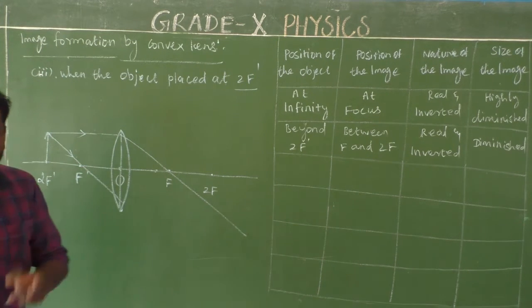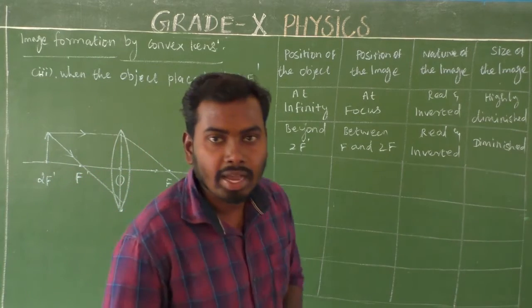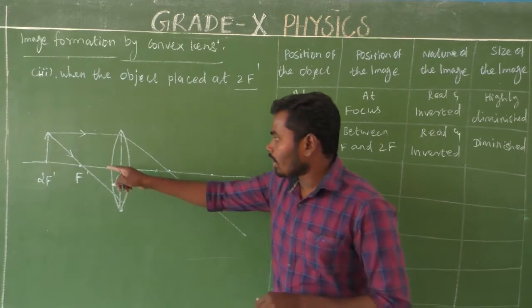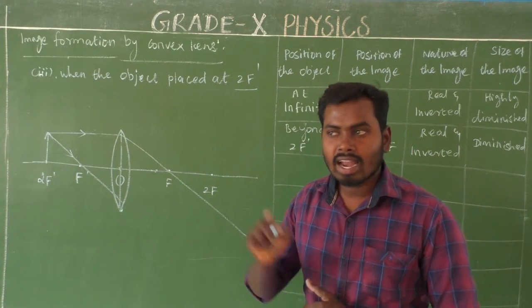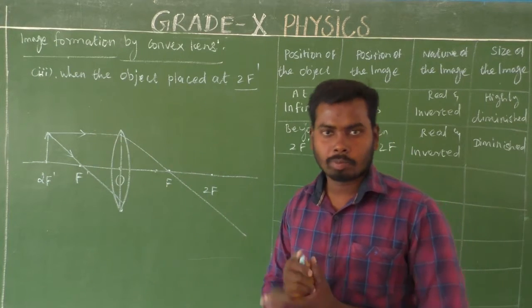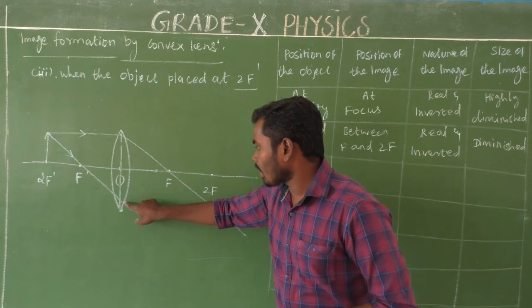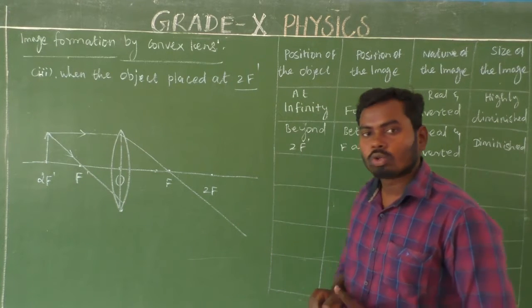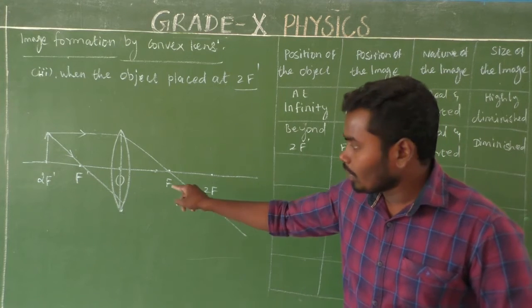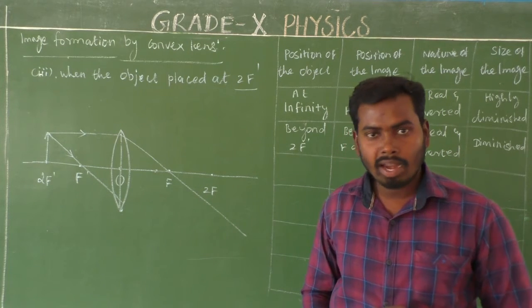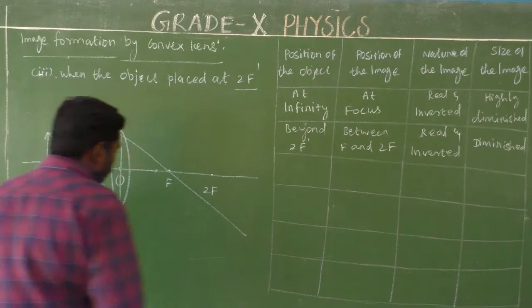Here we can use the second rule. What is the second rule, sir? Second rule: if a ray of light passes through the focus of a convex lens, then after refraction it becomes parallel to the principal axis. That is the second rule. Am I right? Yes, we can use that.